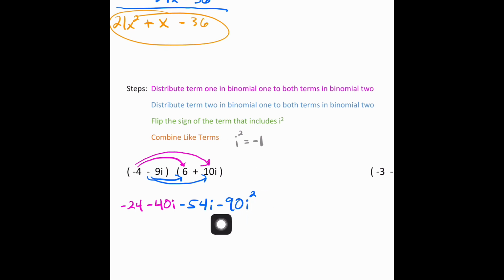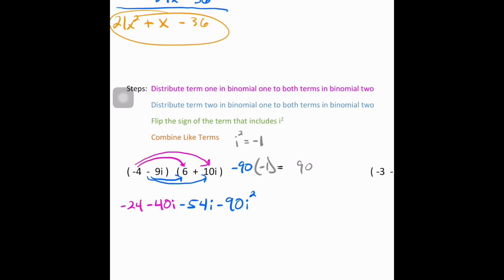So our term negative 90i squared right here, when you read that, it just is equal to negative 90 times i squared. Well, we know what i squared is. So you're basically just doing negative 90 times -1, which equals positive 90, or just a 90. You don't need the plus in front. My bad on that. Thank you.